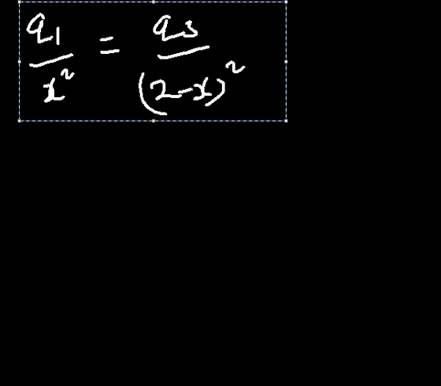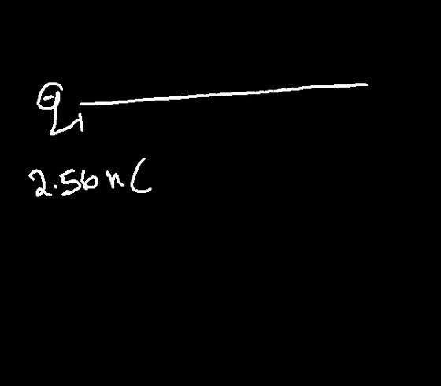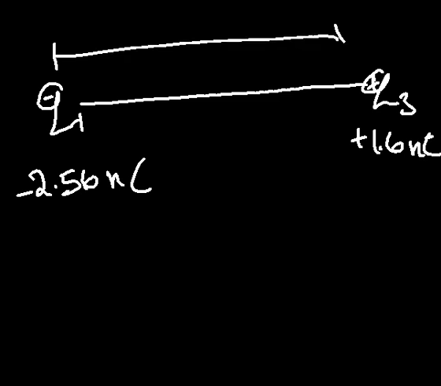So at your own time, try to have this. What if we have, let's say, this is charge 1, a negative charge given as 2.56 nanocoulomb, and we have, let's say, charge 3, that is a positive charge given as 1.6 nanocoulomb. And let's say the separation distance is given as 1.5 meters.